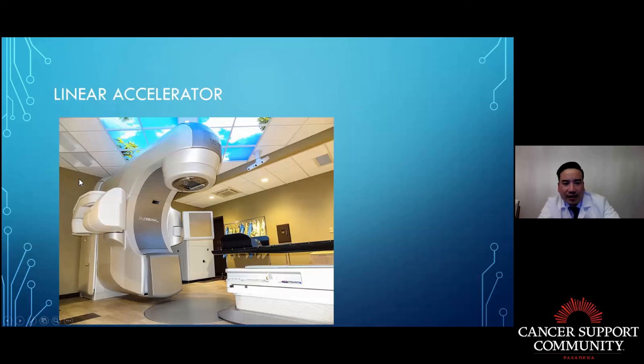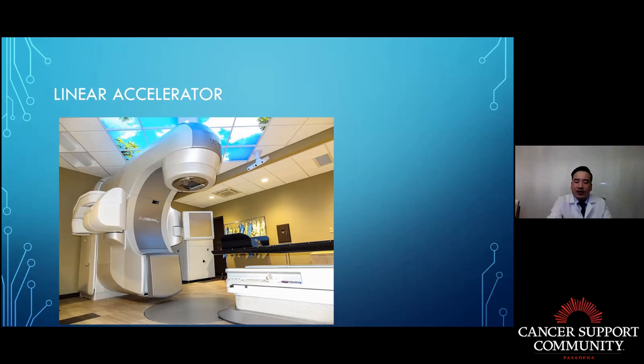So this is a linear accelerator. These are the radiation machines we use. Radiation nowadays is very, very sophisticated. 30 years ago, when patients got radiation, they were set up based off what we call clinical setup, where we see the patient and say, hey, the tumor's here and here, let's put a beam here and here, and maybe one here and here. So we weren't really able to do radiation well because we didn't really know what we were doing.